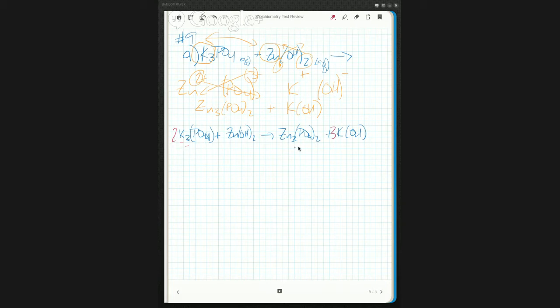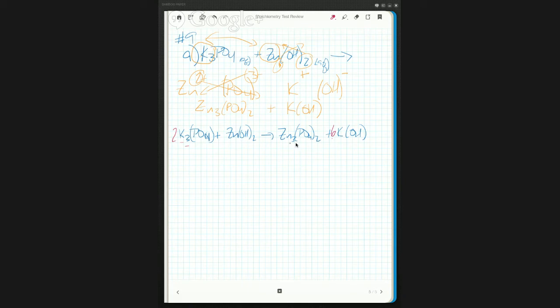We have 6 Ks now, and so I'm gonna go ahead and erase that and put a new number there. That's got to be a 6. Okay, so that was pretty tricky, but that's okay. That's how we balance. And so the Ks are balanced and the PO4s are balanced.